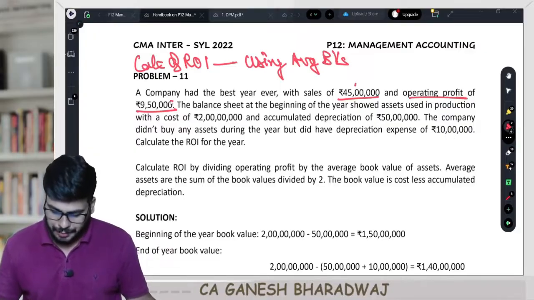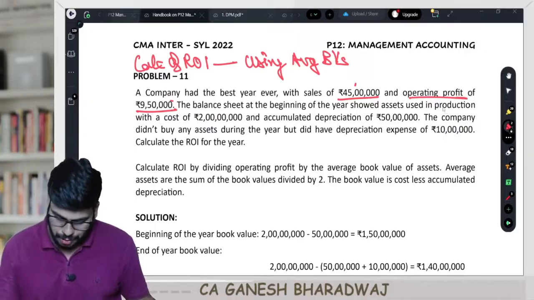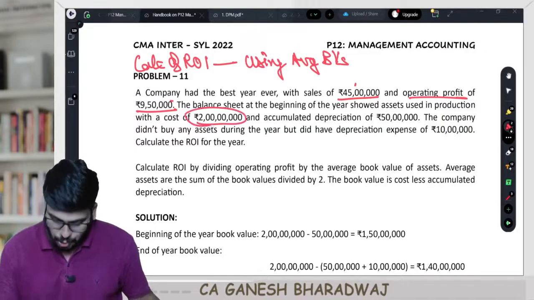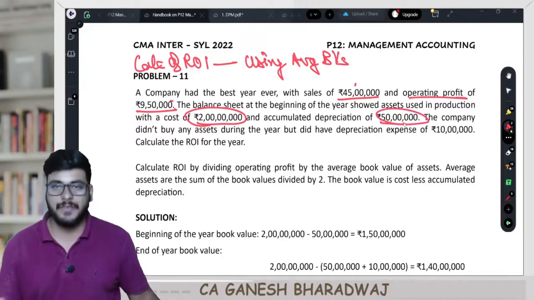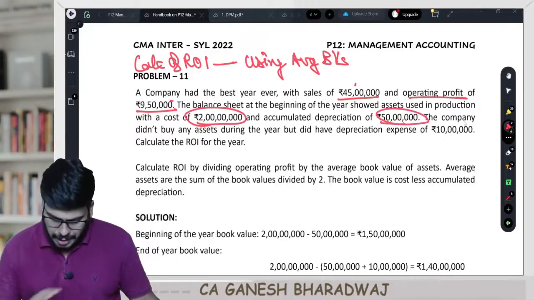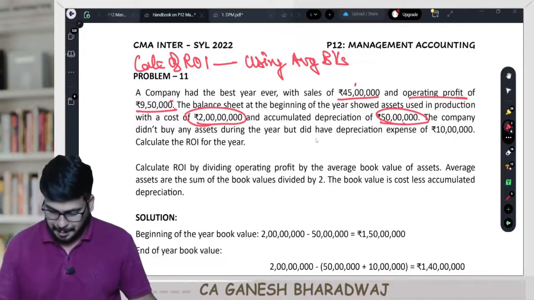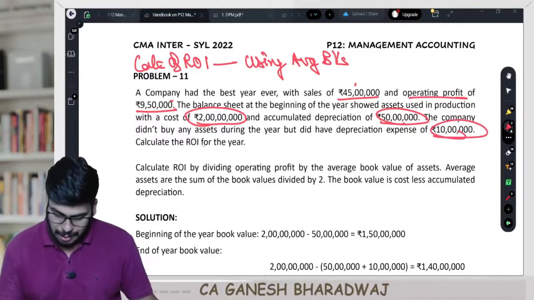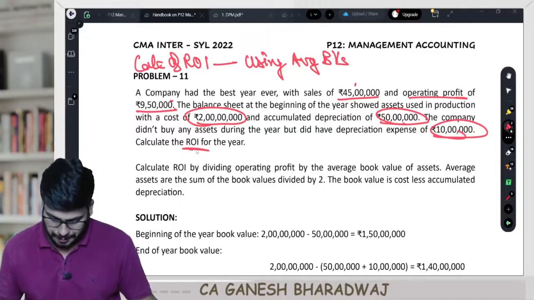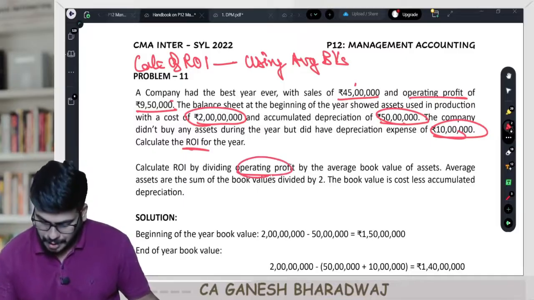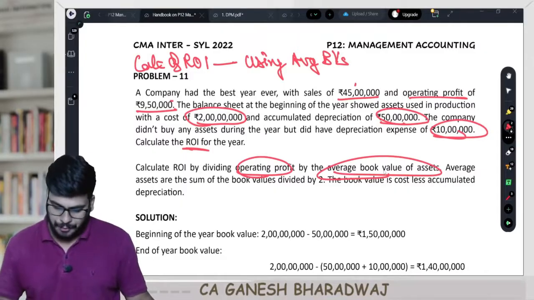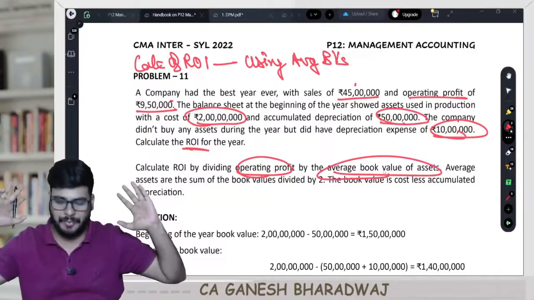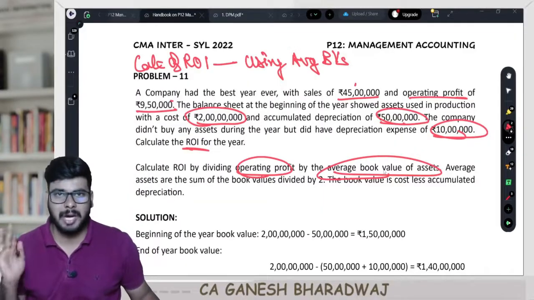The balance sheet at the beginning of the year showed the assets used in production with a cost of 2 crore. The opening balance sheet showed that the total assets was 2 crores. Accumulated depreciation was 50 lakhs, right? The company didn't buy any assets during the year, but did have a depreciation expense of 10 lakh for the year. Calculate the return on investment for the year. They have also said to calculate the ROI by dividing the operating profit by the average book value of the assets. Average book value is nothing but opening plus closing by 2. Now first, what is the opening value of assets? Guys, this is simple accounting, right?